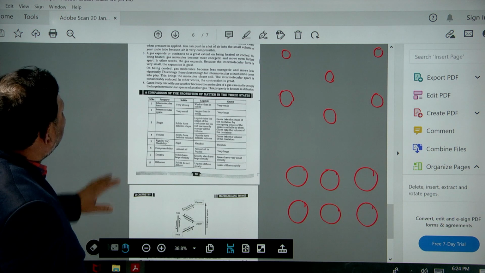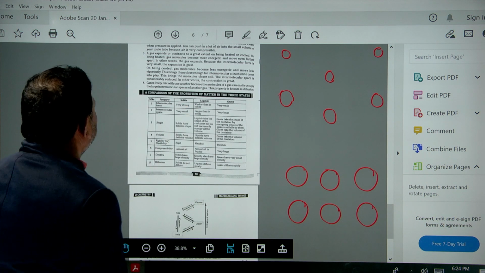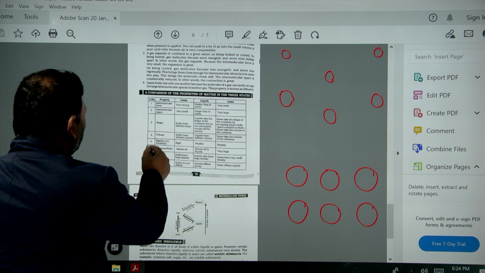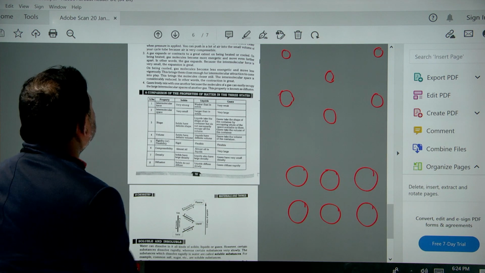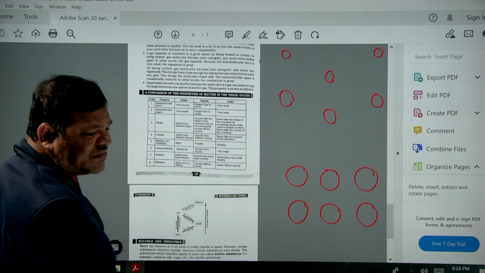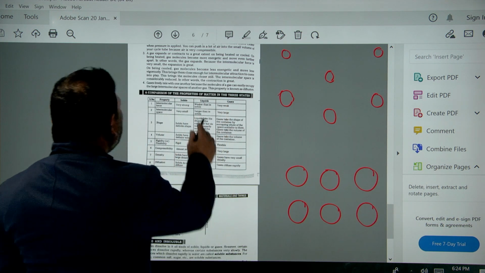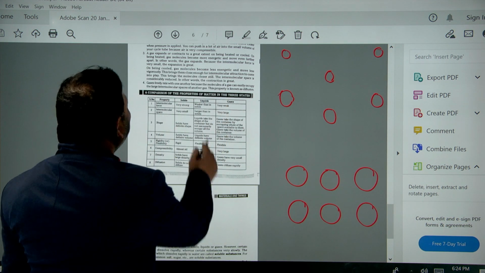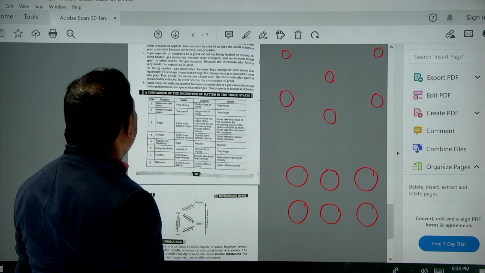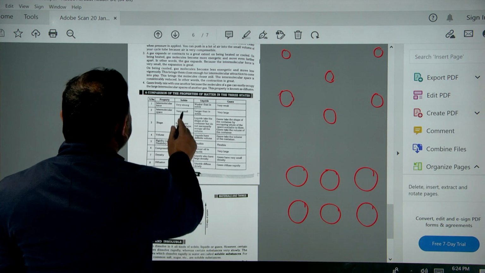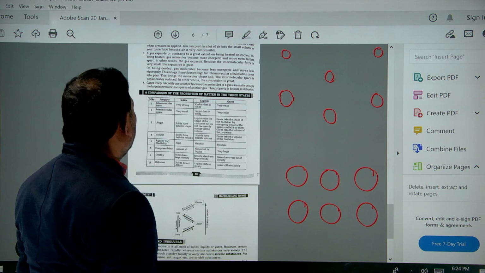Now coming to the point, a comparison of the properties of matter in the three states. Properties, serial number 1 to 8. Property: intermolecular force. In solids, it is very strong. Compared to solids, liquids are weaker. In gases, the intermolecular force is very weak. So this is very strong, this is weaker than the solid, and this is very weak.